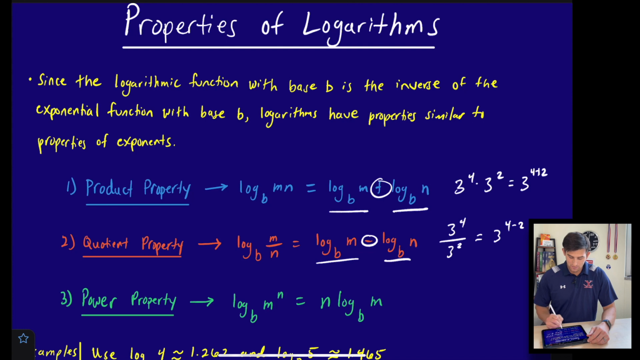And the power property, log base b of m raised to the n power. We can take this exponent of n and bring it to the front of our log and multiply it. So it would be n times log base b of m. What we're referring to would be if we had 3 to the 4th and then squared, this would be 3 to the 8th power. So we use multiplication in that case.